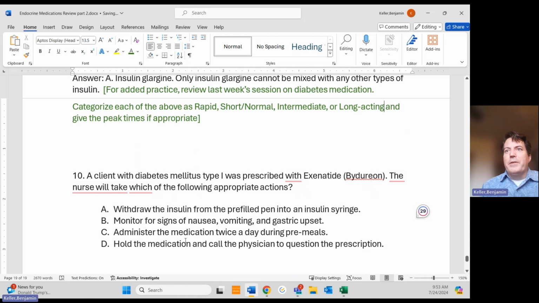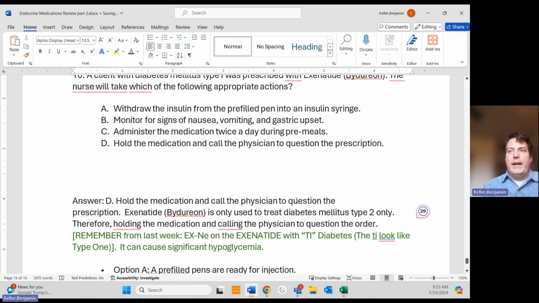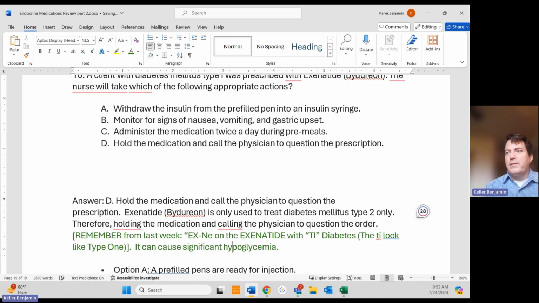Now, you might not remember this medication, but the answer is D, and that you want to hold the medication and you want to question it, because exenatide is only used to treat diabetes mellitus type 2, and you never give it with insulin. So remember from last week that you say X-nay on the exenatide. X-nay on the exenatide, okay? So if you see that, I want you guys to know that, because I remember a test question like that. So you need to know that.